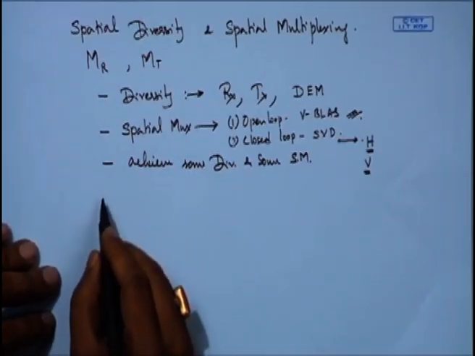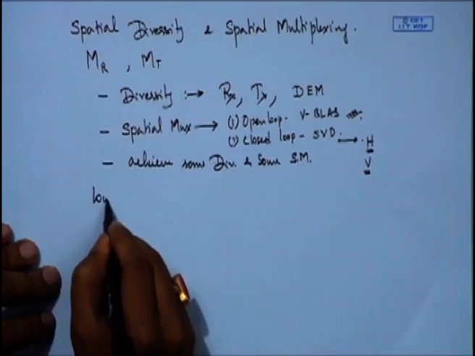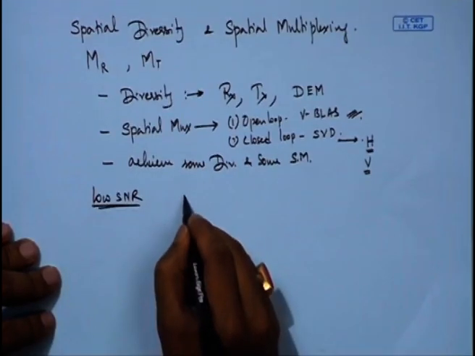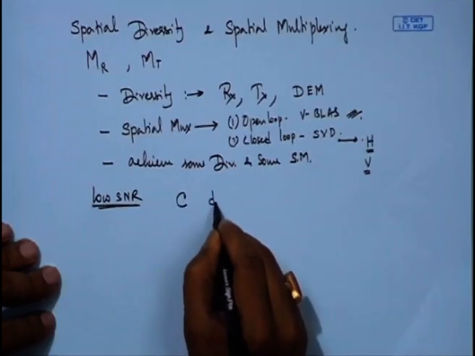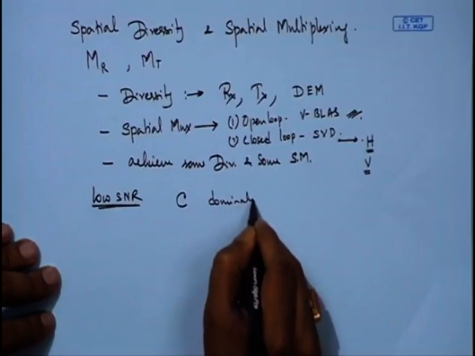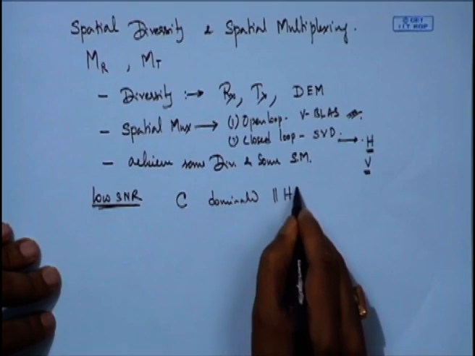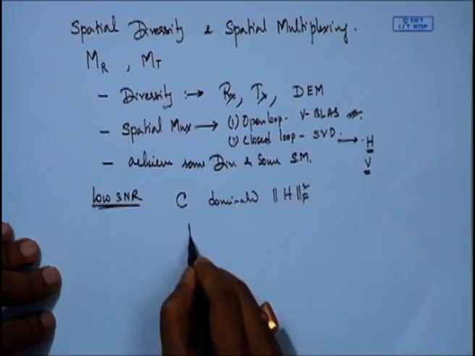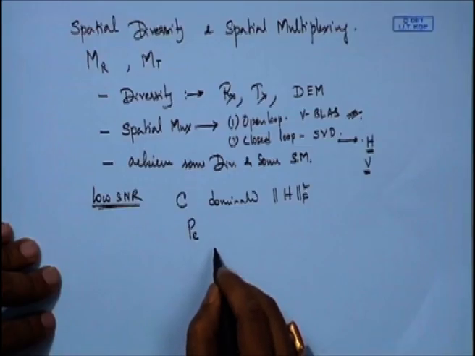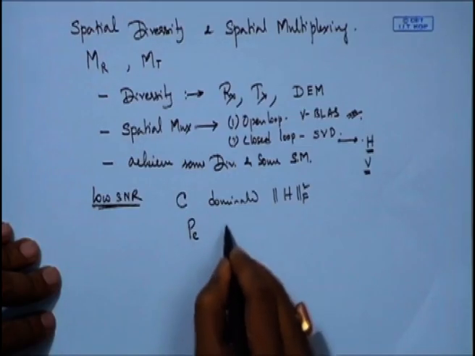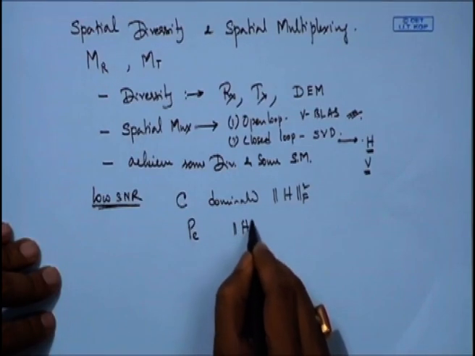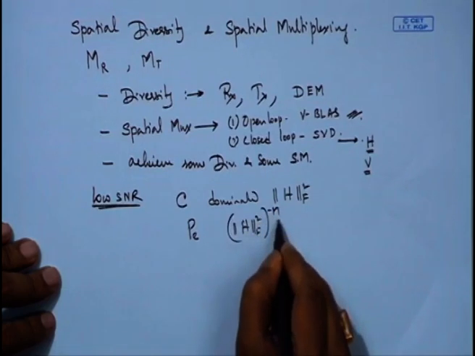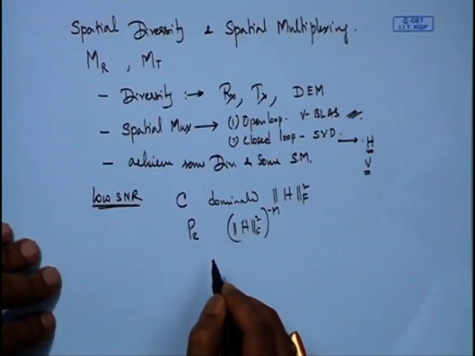So, we have also seen, in the previous lectures, that when there is low SNR, the capacity C is dominated by mod of HF squared, and we have also seen that the probability of error is almost inversely proportional to HF squared.